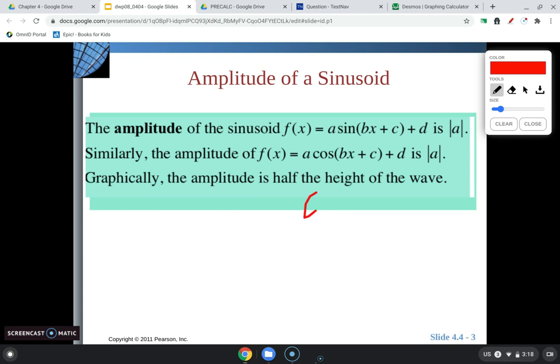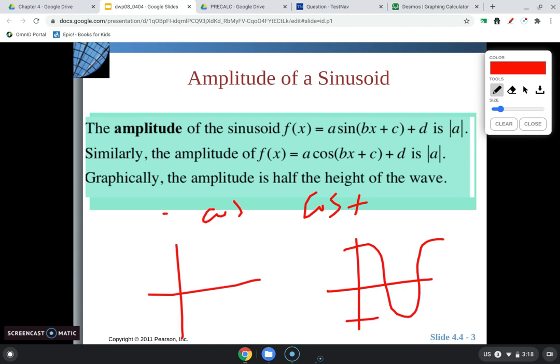For cosine, positive cosine is going to start up high, and then that's going to be one rotation of the curve. The amplitude's still your high and low. And then negative cosine is going to start down low, and that's going to be your up and your down, still your a and your negative a value. Okay? So amplitude is your high and low.